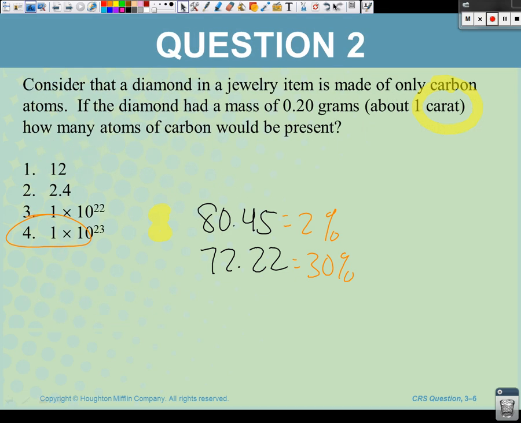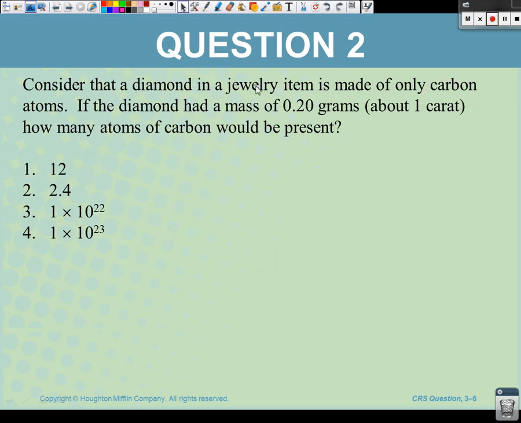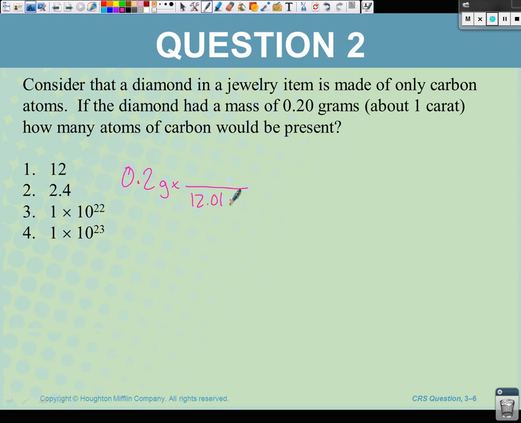All right, next one. Consider that a diamond in jewelry is made up of only carbon atoms. If the diamond has a mass of 0.2 grams, about 1 carat, how many atoms of carbon would be present? Okay, so we have 0.2 grams, 12.0 grams, and we're talking about carbon, right? In 1 mole, and then 1 mole of carbon is 6.02 times 10 to the 23rd.